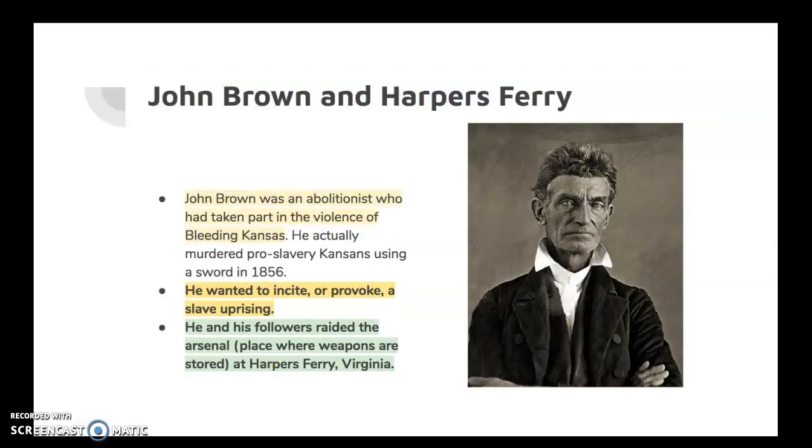Last thing we want to talk about today, John Brown and Harper's Ferry. So on the first slide of this presentation, you saw this picture. This is a man named John Brown, who is very, very famous in history for one night in 1859. John Brown was an abolitionist who had taken part in the violence at Bleeding Kansas. So during the violence in Kansas in the 1850s, he had murdered pro-slavery Kansans using a sword back in 1856. That's crazy to even think.